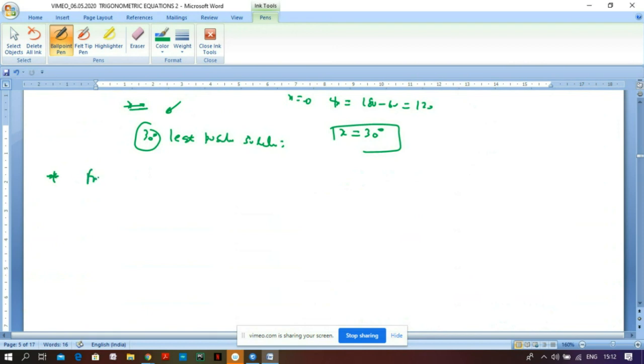Now find all x that belong to negative pi to pi such that 8 to the power 1 plus modulus of cos x plus cos square x plus modulus of cos cube x, and this to infinity, is 4 to the power 3.